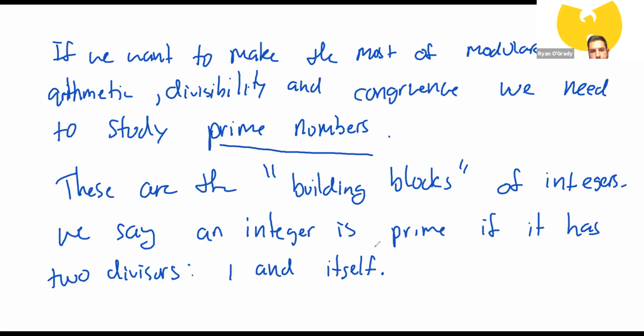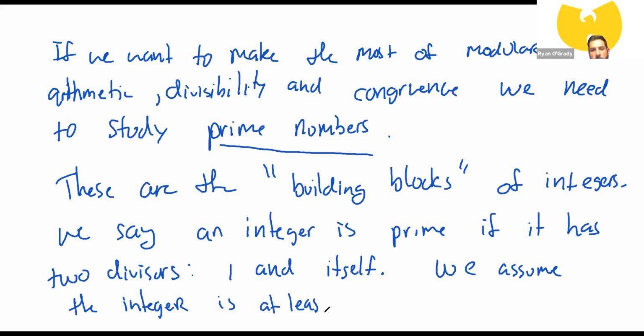Well, let's just write this. So we assume the integer is at least 2. That saves us from some issues. So you guys are probably familiar with the primes 2, 3, 5, 7, 11, etc.